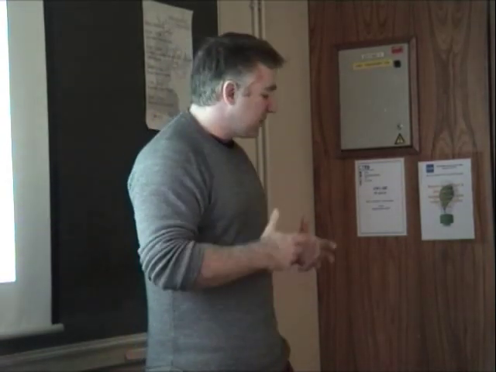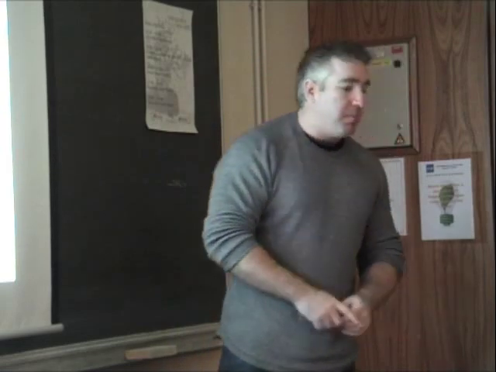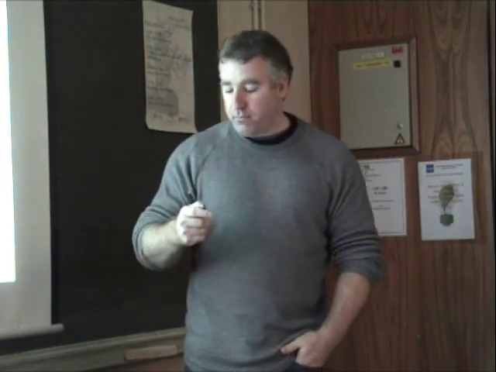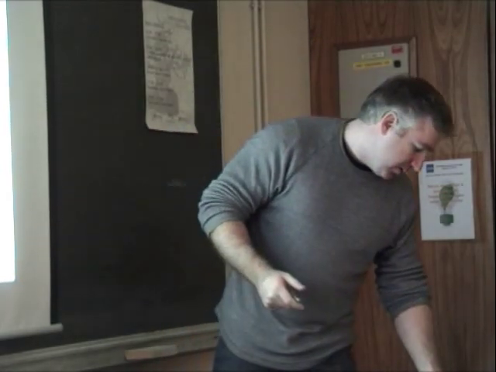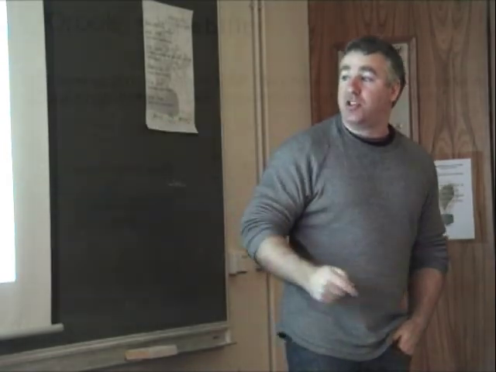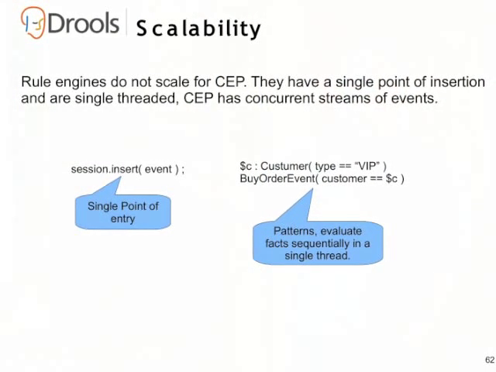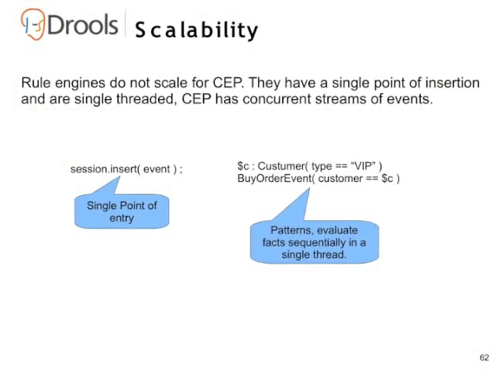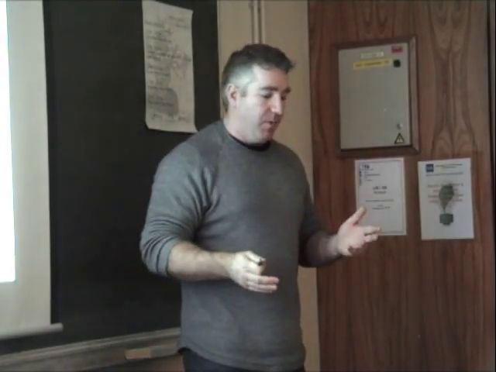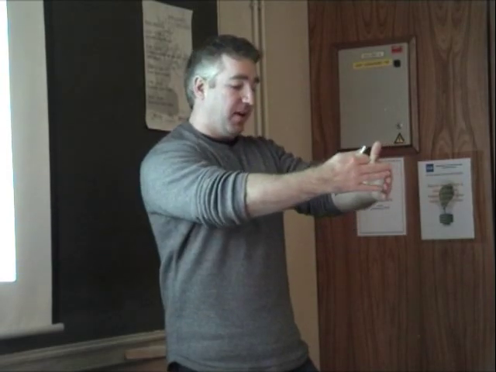And there's no reason why these systems can't be extended. So we've taken many of the things that are needed to address complex event processing and made it possible in a rule engine. First of all, a rule engine has a single point of insertion, which creates a bottleneck. If you've got 10 different queues of streams of data coming in, what you don't want is to have them all going through one point of funnel.